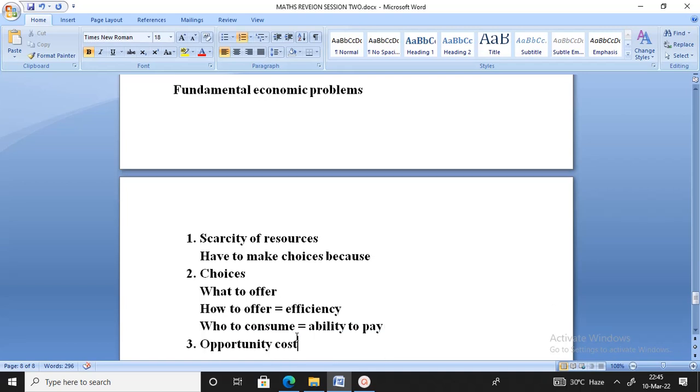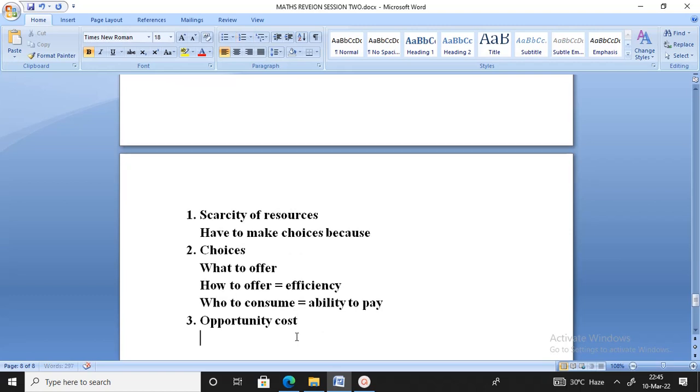And every time you make a choice, you incur a cost called an opportunity cost. So by making those choices, firms have to forego some benefits. So opportunity cost is just the benefits foregone in the next best alternative.